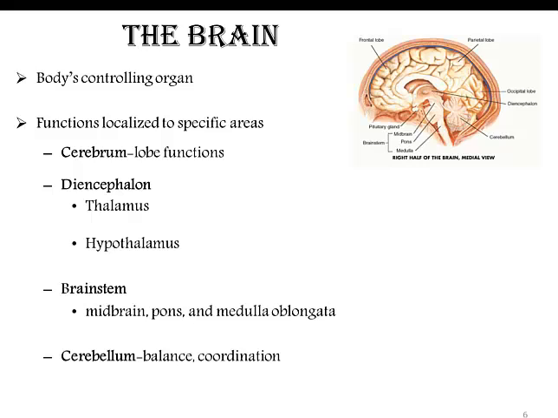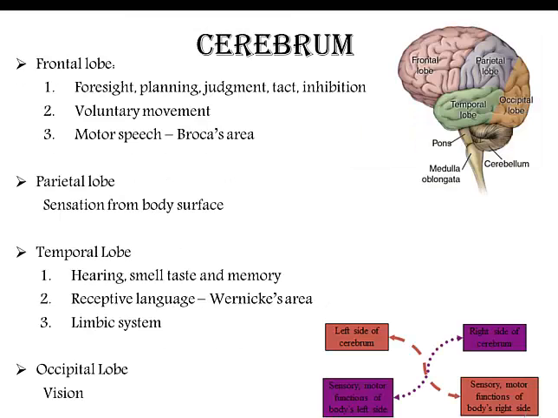Then the brainstem, it's the conduction pathway track crossing for respiratory nuclei from the anterior to the cerebellum and above the spinal cord. It includes the midbrain, pons, and medulla oblongata, and the cerebellum, which has to do with balance and coordination. Let's talk about the different lobes of the cerebrum.